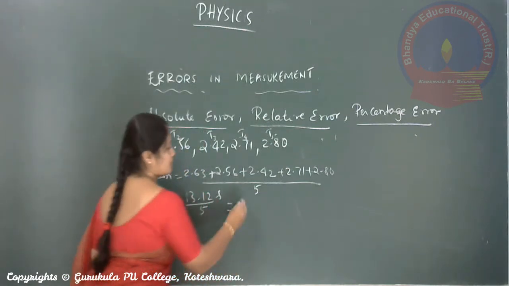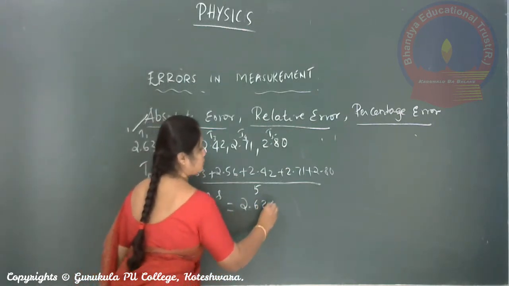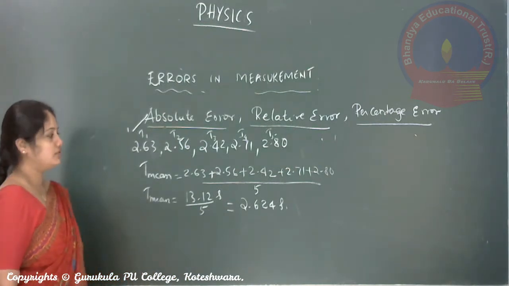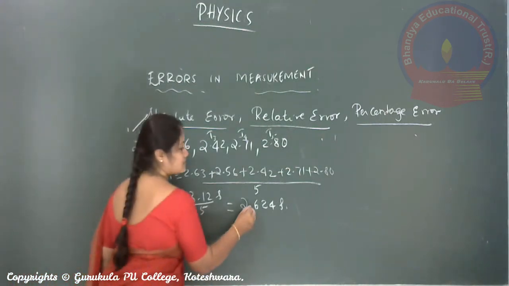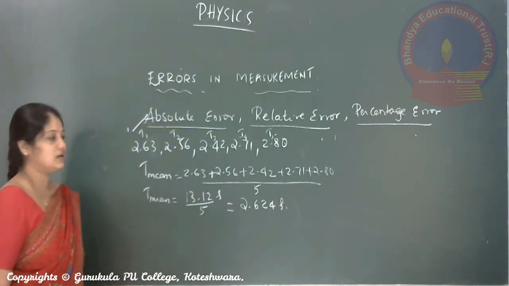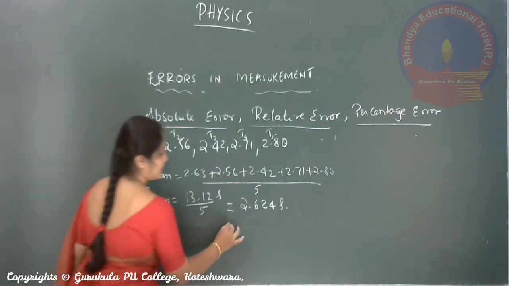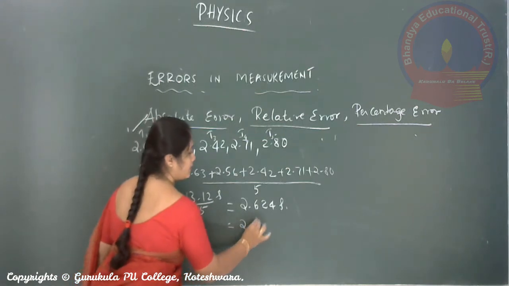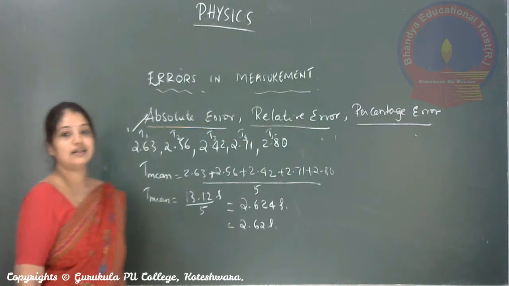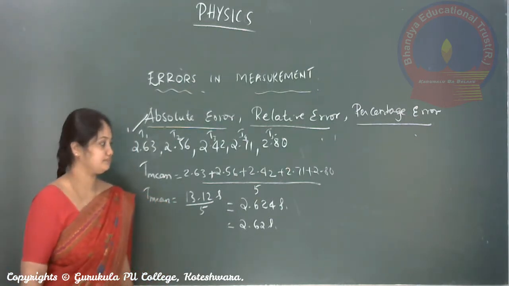Which comes to be about 2.624 seconds. Now after the decimal point I have so many digits, so if I want to write only two, I can write approximately 2.62 seconds. This is the T mean that I am going to obtain over here.